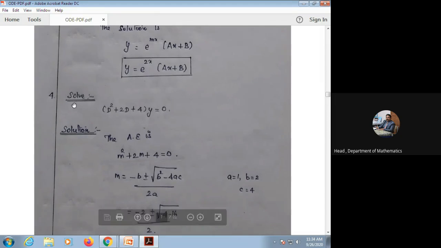Next, the fourth problem. Solve (d square plus 2d plus 4) into y equal to 0.